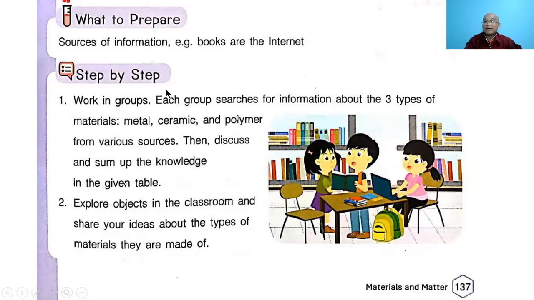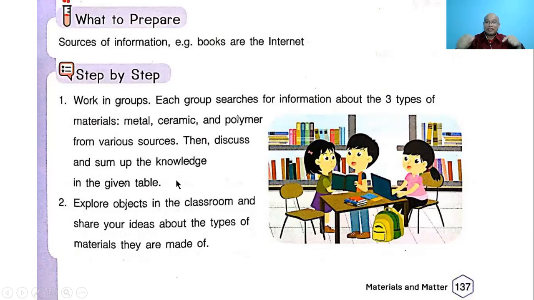So what to prepare? Here we have sources of information, for example, books or the internet. Step by step, work in groups. We are now in a pandemic, so I believe we cannot just do it in groups. So each group searches for information about 3 types of materials, metal, ceramic, and polymer, from various sources, then discusses and sums up the knowledge in the given table.